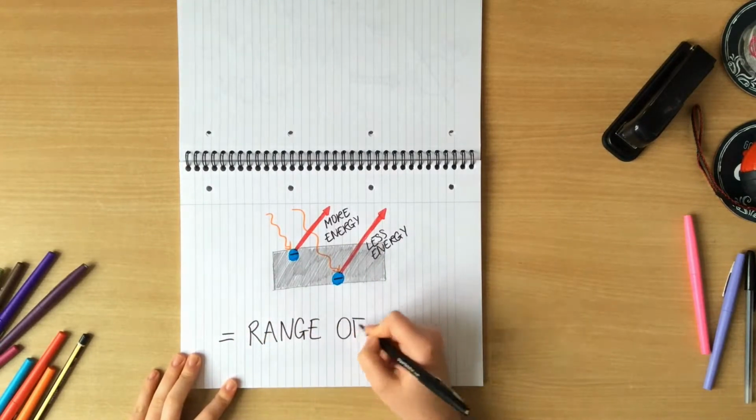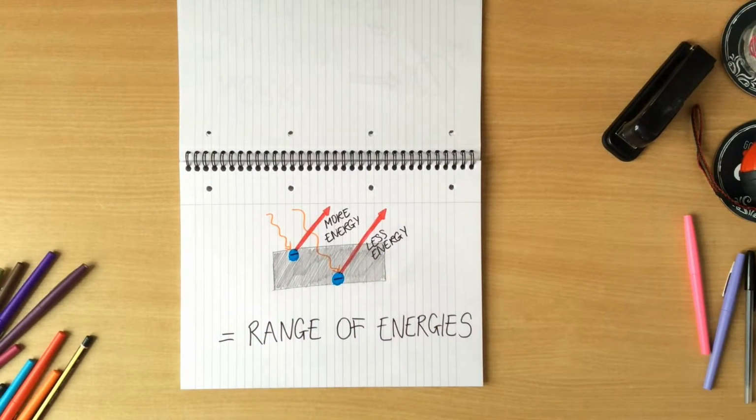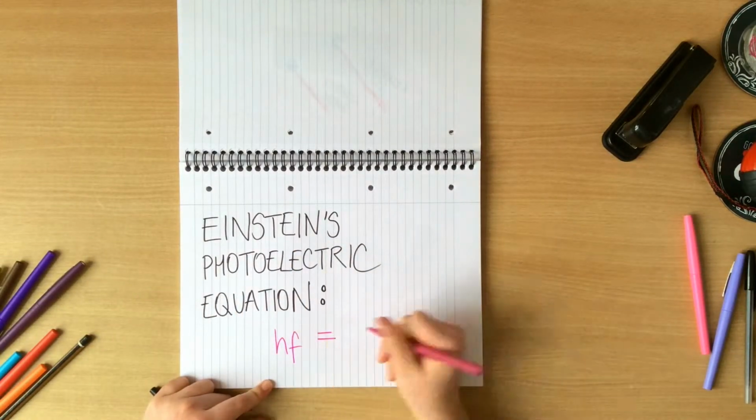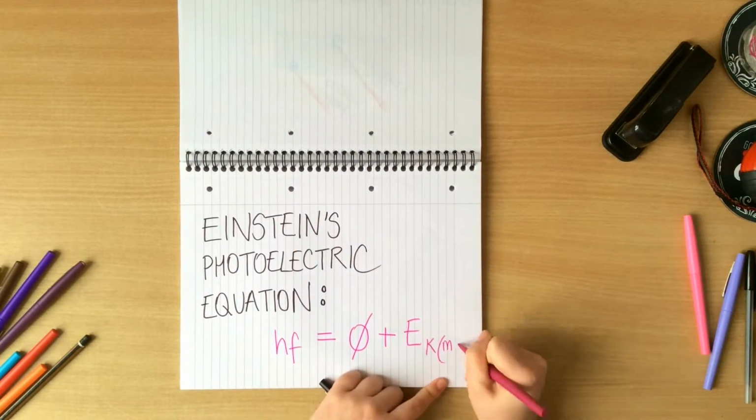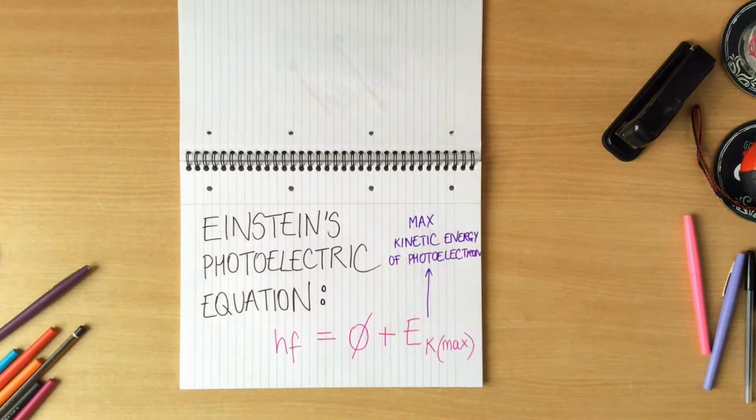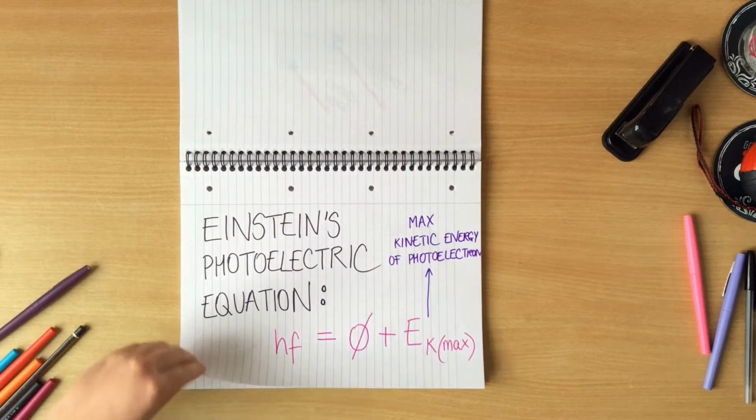This is all neatly tied up in Einstein's photoelectric equation. He said that the energy of the photon was equal to the work function plus the maximum kinetic energy of the photoelectrons. This means the kinetic energy of the electrons is independent of the intensity, as they can only absorb one photon at a time.